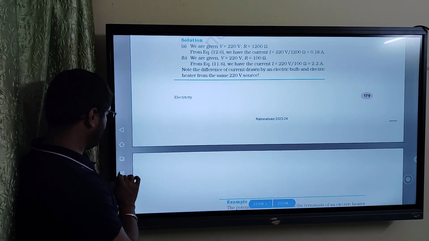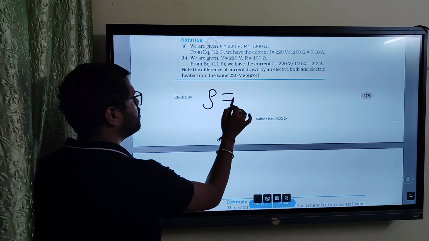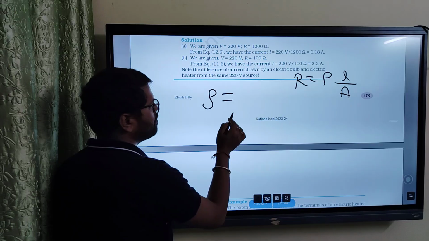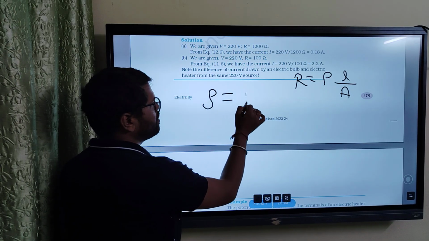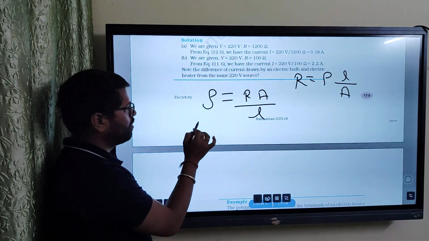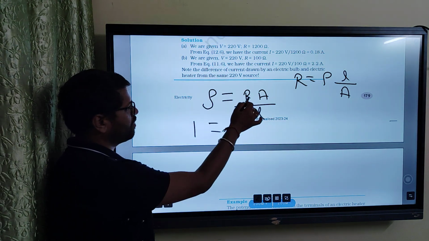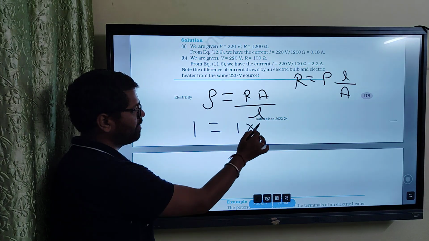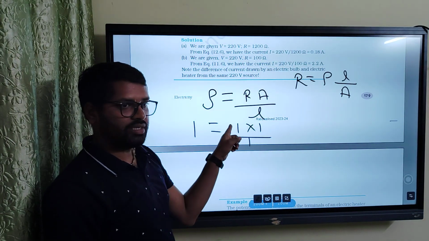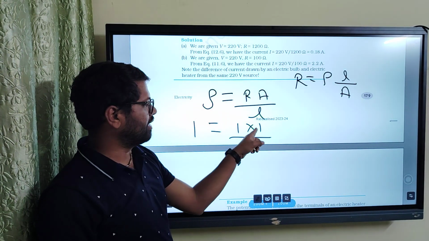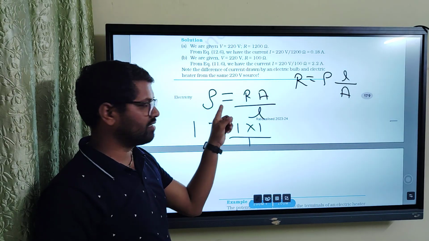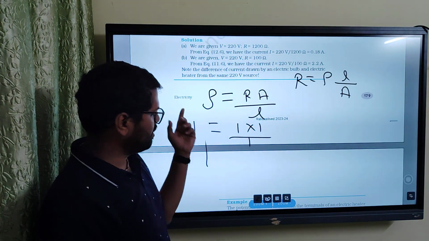Simple, see here. R equals rho L by A, so rho equals R A by L. Now if you want rho to be 1, what should R be? 1. What should the area be? 1. What should the length be? 1. Simple. So when a resistance of 1 ohm across 1 meter square area and 1 meter length will give you 1 ohm meter, it means the resistivity is 1 ohm meter, right? So like that they'll ask, it's easy to solve.